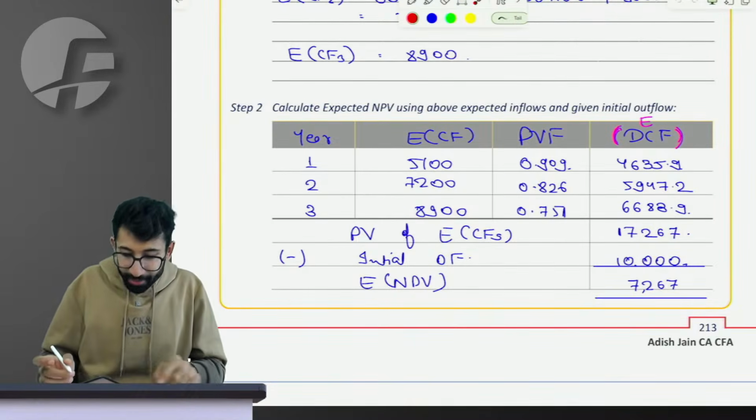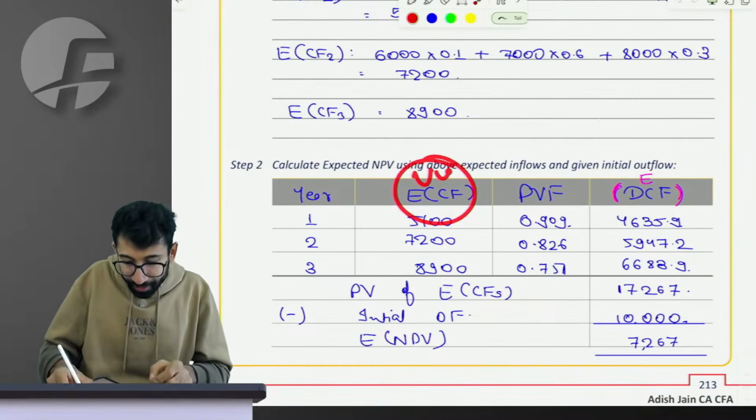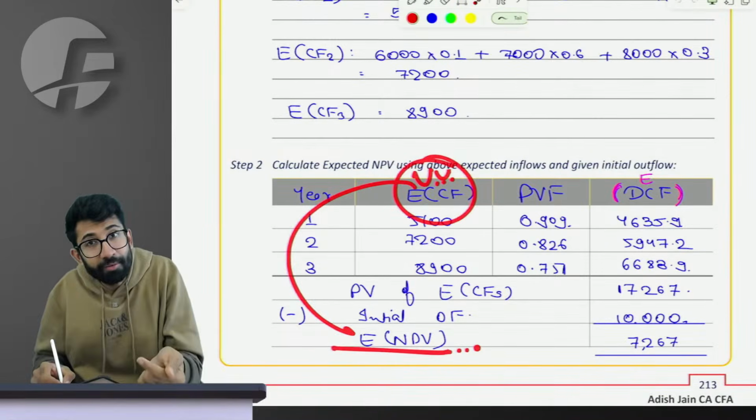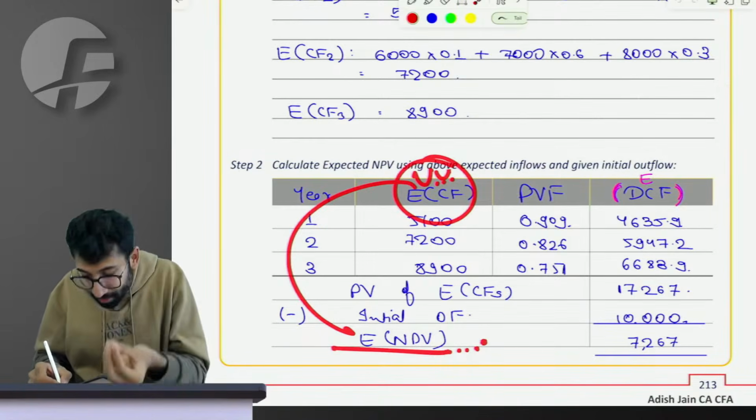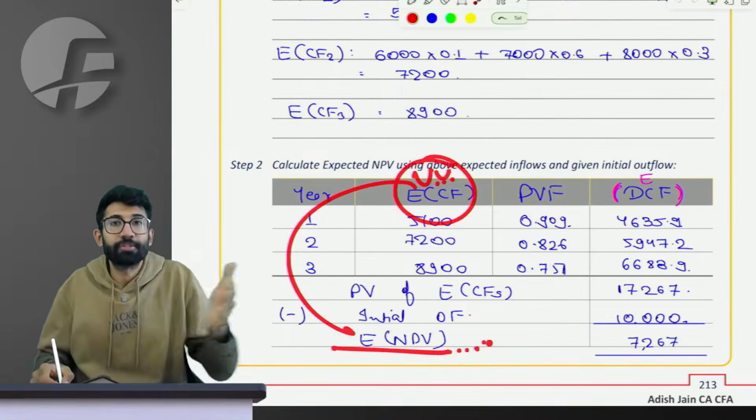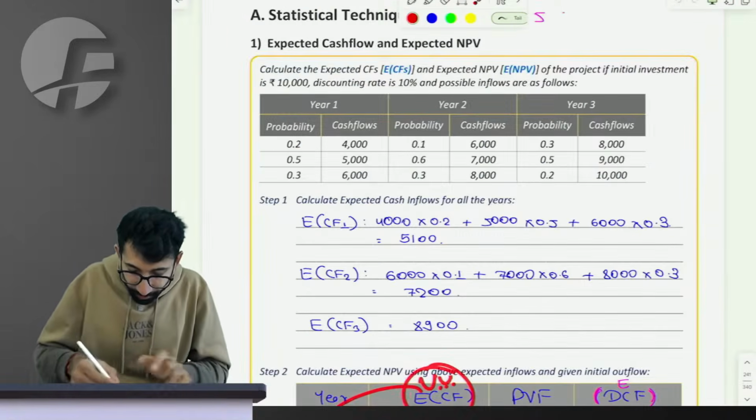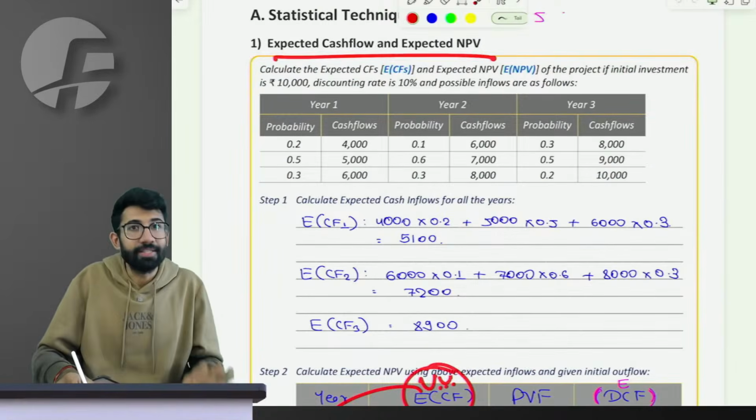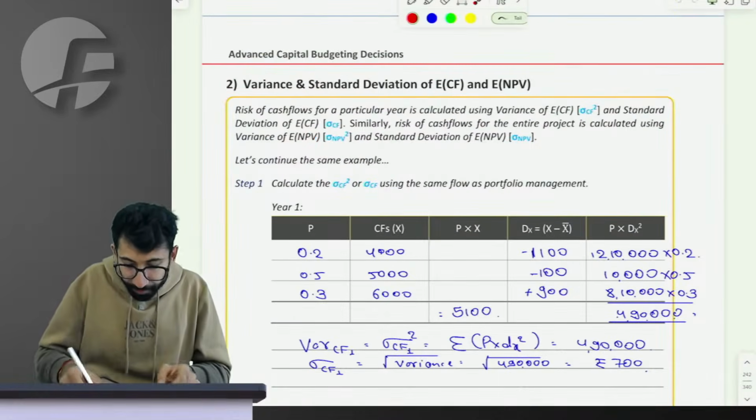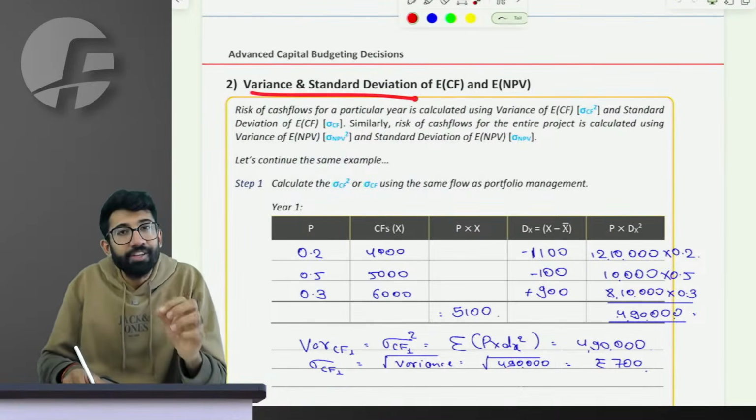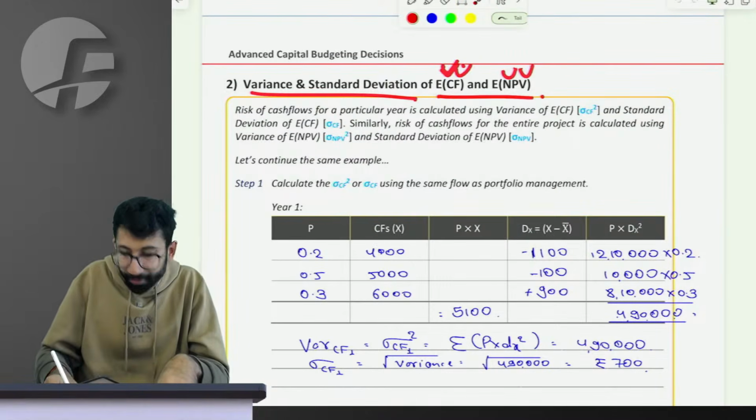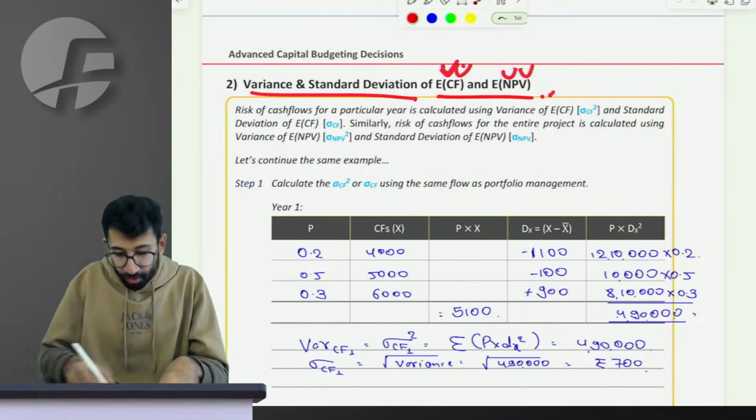Do you agree, people in the class, that if these are the expected cash flows, then the NPV so calculated will be the expected NPV, because this NPV is calculated based on cash flows which are themselves on an expected basis. This is the first thing, done extremely easily. Now you will learn, sir, how do we calculate the risk, which is the standard deviation and the variance of expected cash flow and the NPV. Yes, boss? So let's calculate.